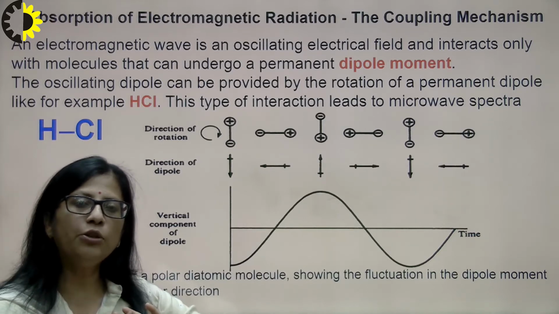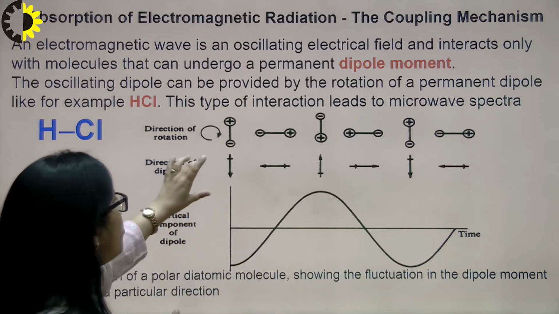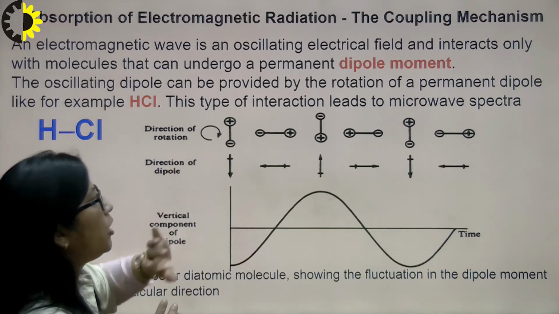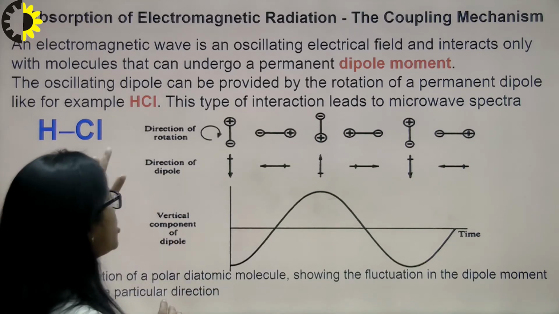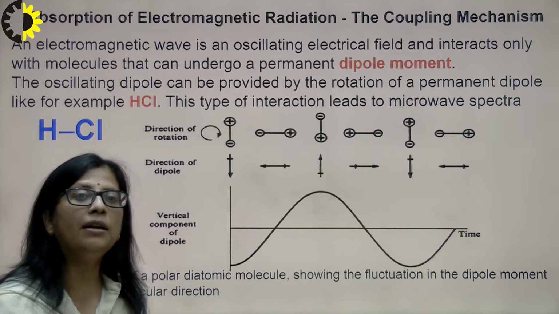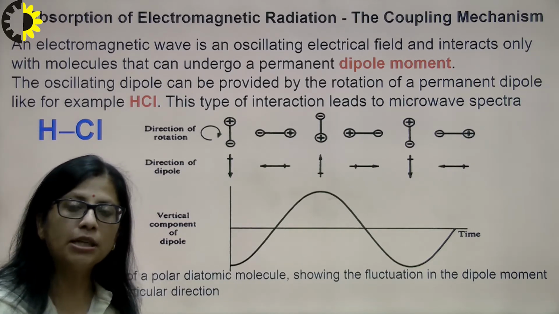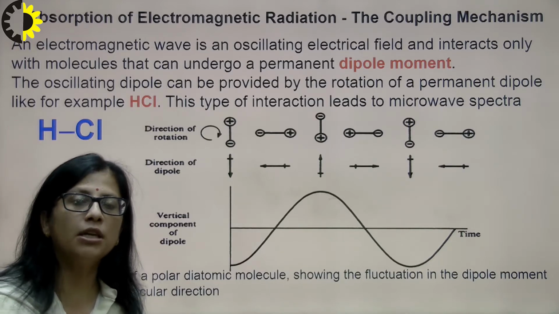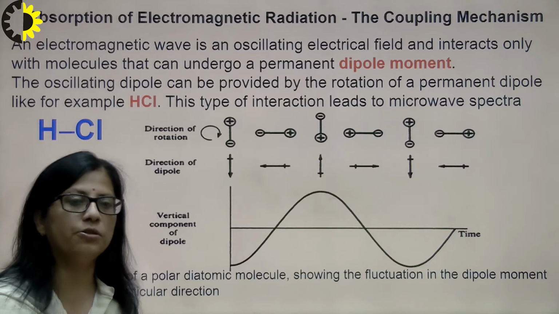And why only those molecules having permanent dipole moment? Because only those molecules can produce the oscillating electric field, because there are going to be partial charges on the atoms in the molecule. There will be a permanent dipole in the molecule, and the direction or the vertical component of the dipole is going to change its direction as the molecule changes its rotation.